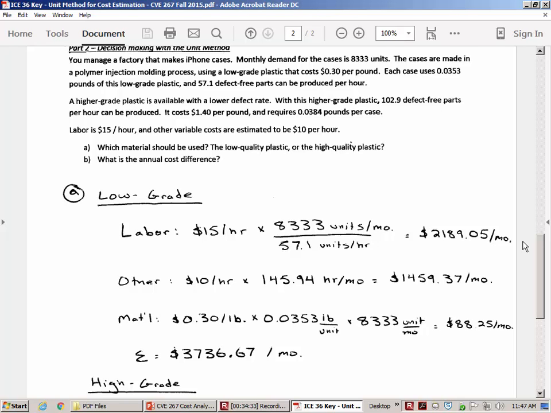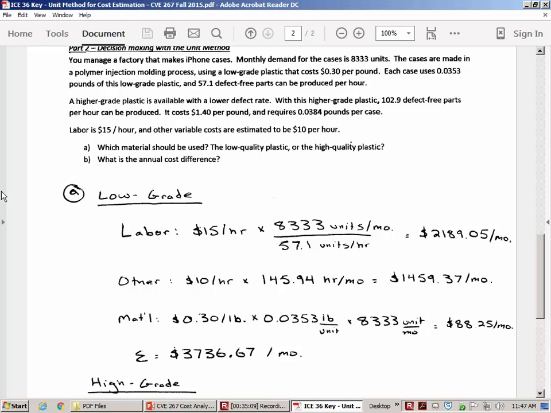So for the low grade, there's three things that contribute to the cost. There's the labor cost, the material costs, and then it just says the other costs. Here where it says the other variable costs are estimated to be $10 per hour. So the first step is to find out how many hours the factory is going to be working if they have the low grade option. If they're using the cheap plastic, how many hours is the factory running?